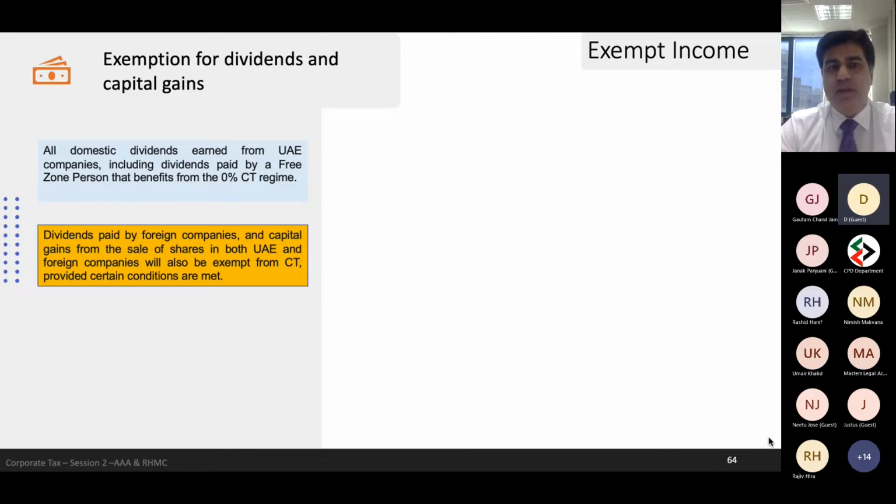Next comes dividends paid by foreign companies and capital gain from the sale of shares of both UAE and foreign companies, which are also exempt from corporate tax, provided certain conditions are met. Dividend from a foreign company is the first category. If you see the first category, we're seeing dividend from any UAE company. So any dividend from a foreign company comes to the second category. However, capital gain of UAE entities and foreign companies are in the same bracket. So the second bracket has two points: dividend from a foreign company and capital gain from the sale of shares of both UAE and foreign companies.